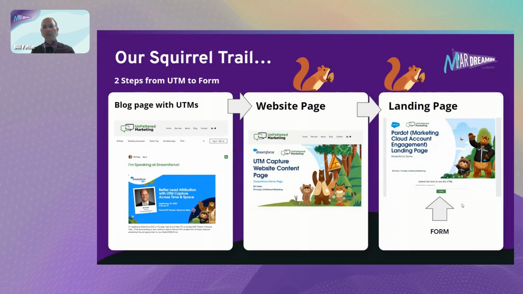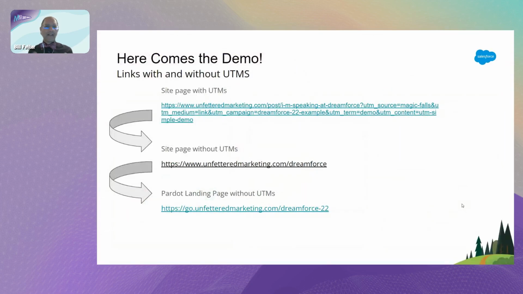All right, so I'm going to show you a very small demo that I did at Dreamforce, because this is basically, let's say, a repeat or an enhancement, if you will, of the presentation that I did with Dreamforce. So I'm going to show you 3 pages off my own website. I'm going to show you a blog page with UTMs, and then we have another page on my website, and then we have a Pardot Marketing Cloud Account Engagement landing page with a form on it. Okay, the reason I'm showing you all these slides is this will be available for download, and you can kind of play with it, as you wish.